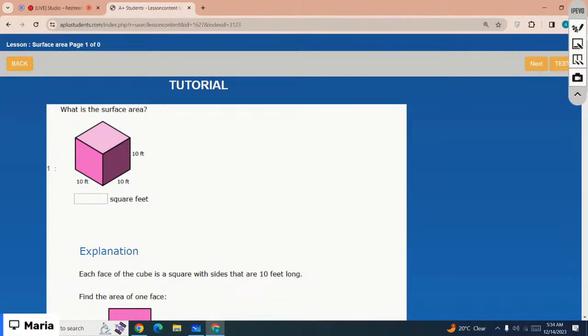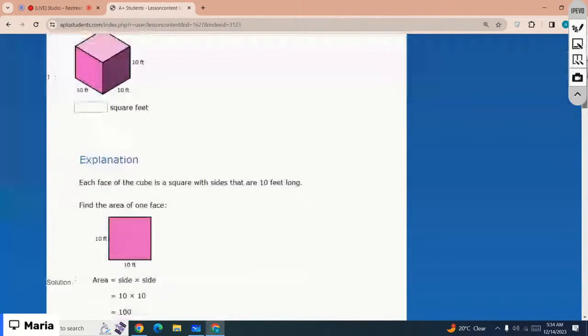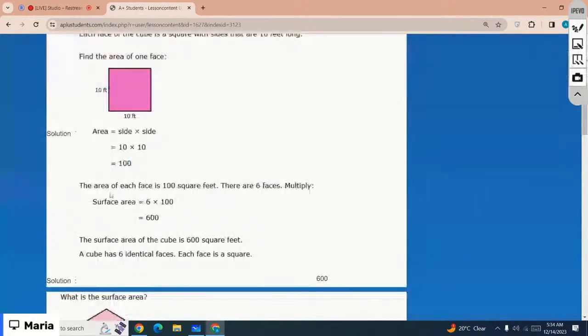So area of the cube is 600 square feet. You can see here, side times side is 100. Cube has 6 faces, so you need to do 6 times 100, right? Okay, let's just look at the next example.